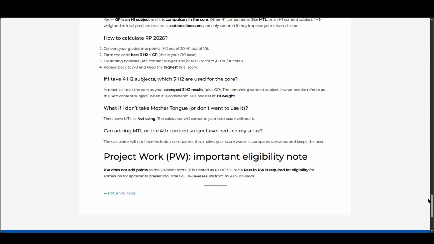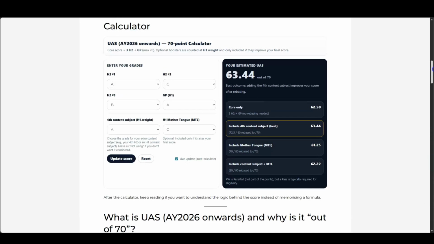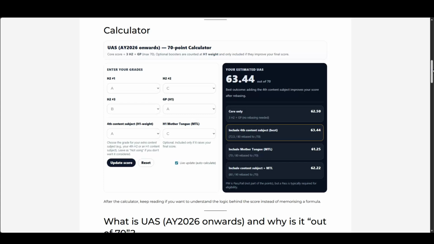And for project work, PW does not add points to the 70-point score because it is treated as pass or fail, although a pass is still important for eligibility. If you want to try it, just key in your grades on the calculator, and if you want to understand the logic behind the score, keep reading the explanation below the tool on the page.